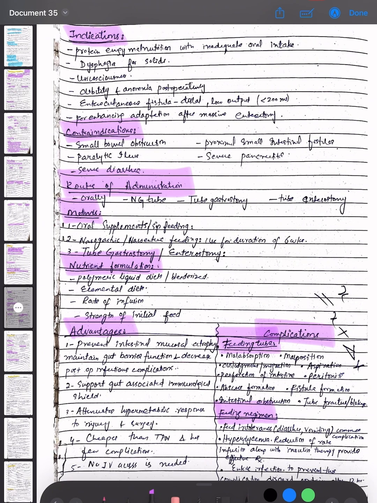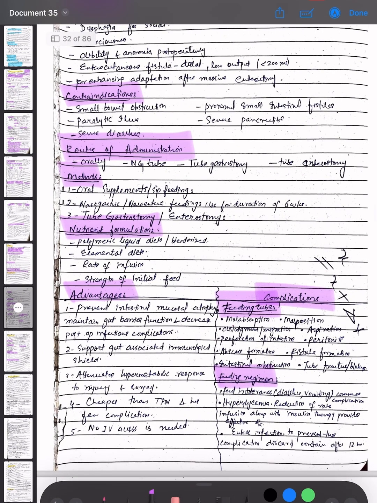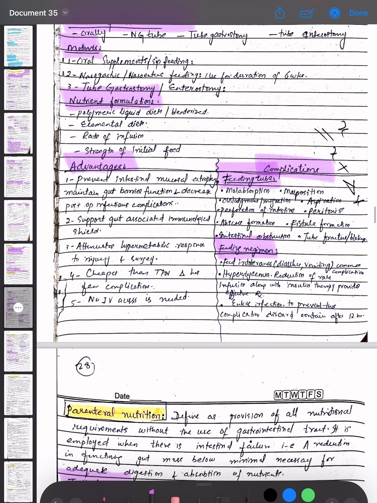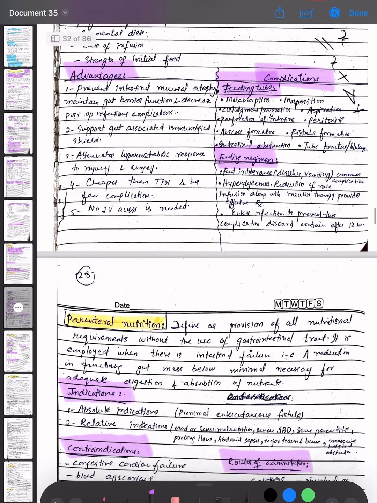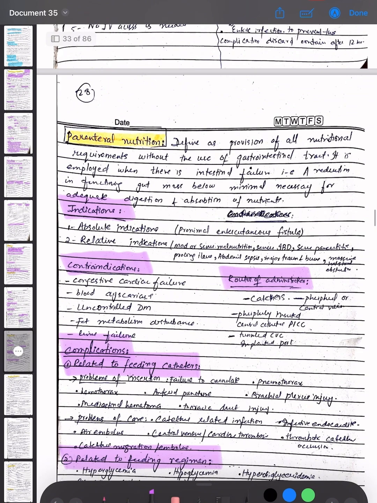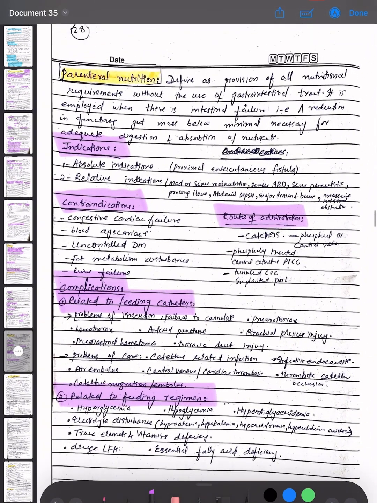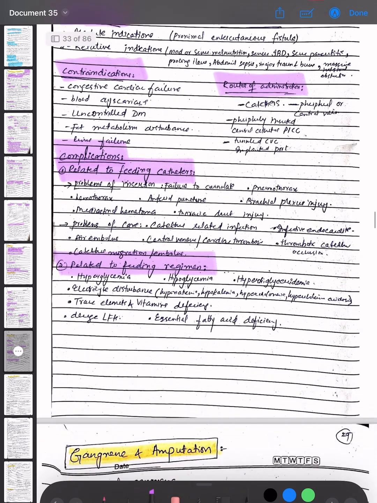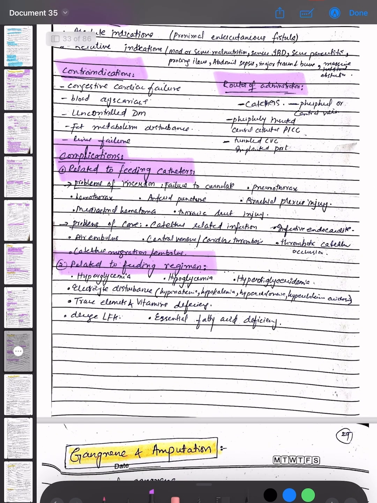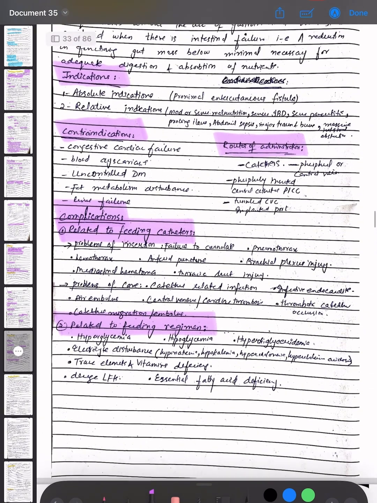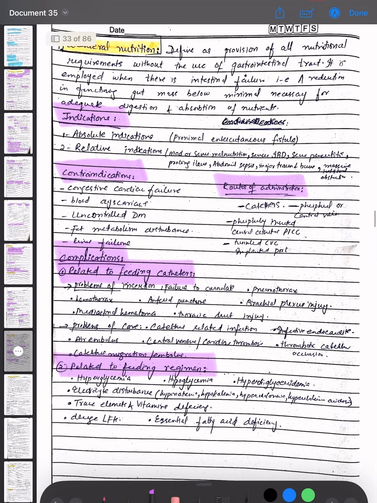The nutrient formulation. Then we discuss the advantages of enteral feeding and the disadvantages or complications. And the complications are divided into two broad spectrums, that is feeding tube and the feeding regimen. Then we discuss the parenteral nutrition, its definition, what are the indications and contraindications, and what are the routes of administration for parenteral nutrition. Then we discuss the complications related to feeding catheters and related to feeding regimen. Okay, so this was our nutrition topic.